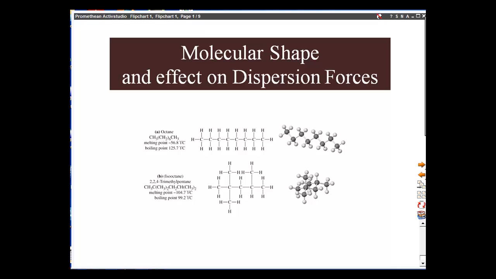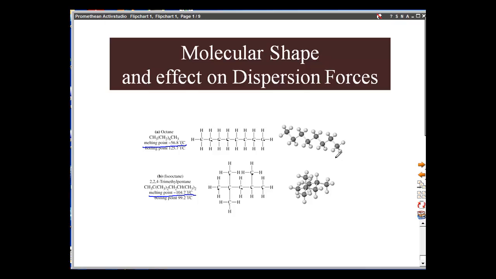Here I have a slide which shows how molecular shape can affect London dispersion forces. Now, interestingly enough, we have these compounds which are isomers of each other. We each have 1, 2, 3, 4, 5, 6, 7, 8 carbons. So we have the same formula, the same molar mass. But if you see here, the melting point of octane is much higher than the melting point of isooctane.